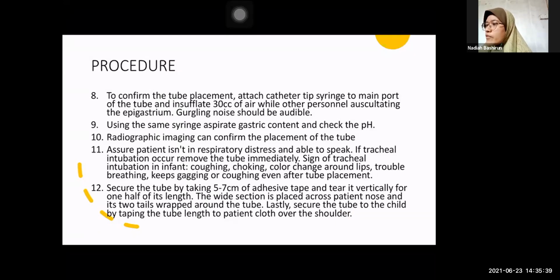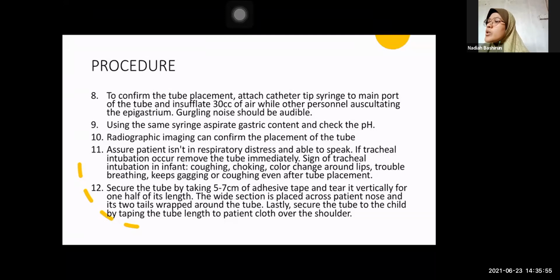Signs of tracheal intubation in infants include if the infant is coughing, choking, or there is a color change around the lips, or cyanosis, the patient having trouble breathing, or the patient keeps gagging and coughing even after we have placed the tube.